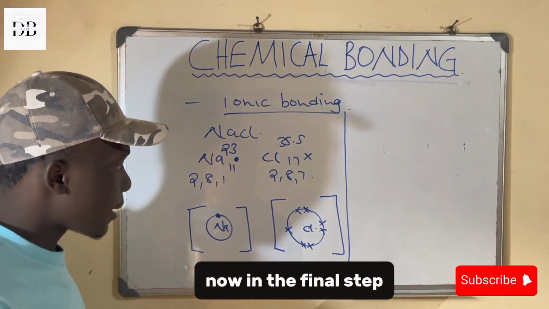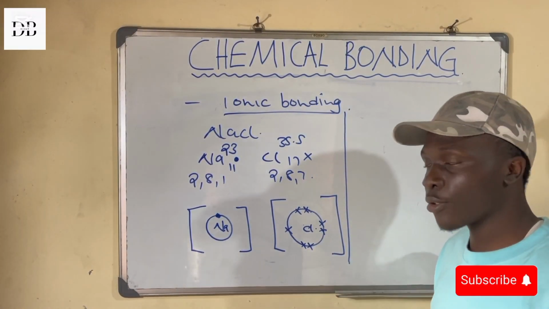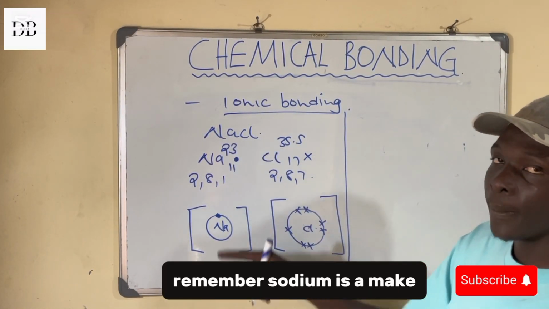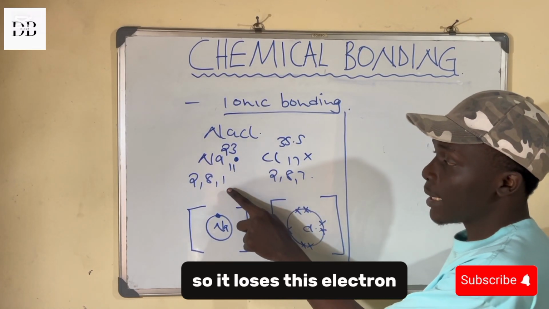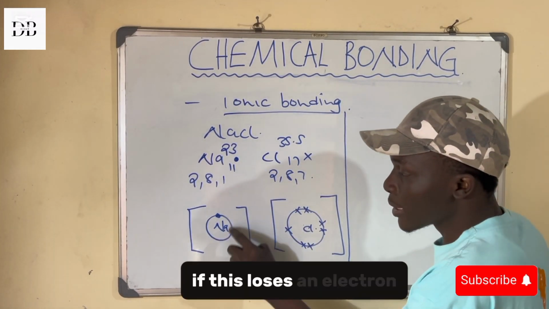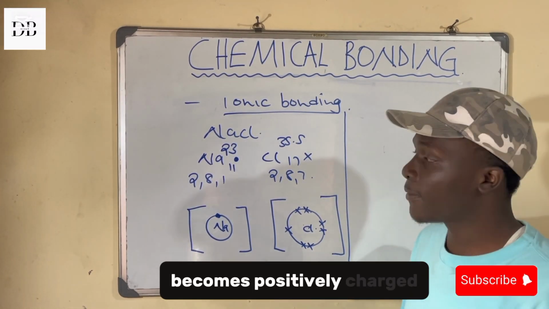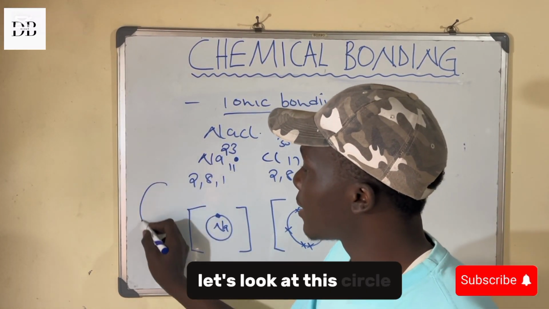Now in the final step, what we'll do is begin to transfer these electrons. Remember, sodium is a metal, so it loses this electron to that chlorine. Anything that loses an electron becomes positively charged. Let's look at this circle, for example.